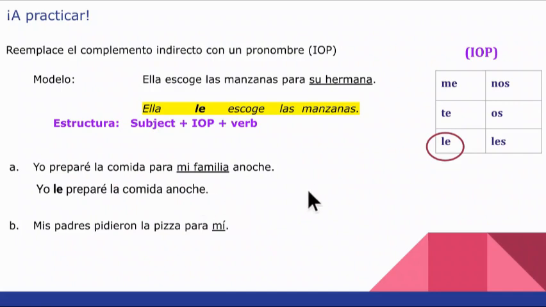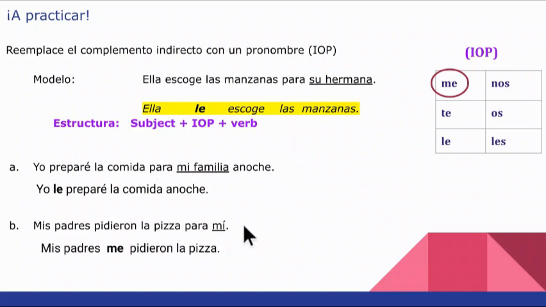Let's look at the second example. Mis padres pidieron la pizza para mí. So who receives the benefit of the action in this case? Yes, it is me. So the IOP that I'm going to use now to replace para mí is me. My new sentence following this structure, subject, IOP, and then the verb is mis padres me pidieron la pizza.